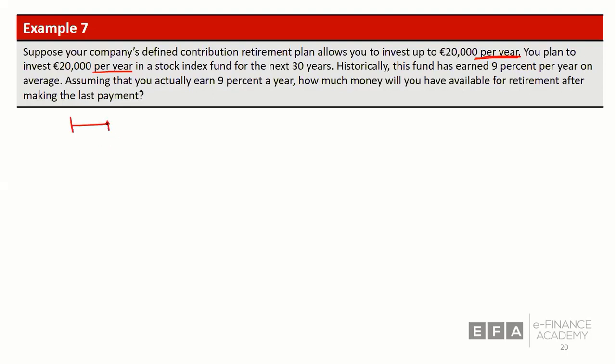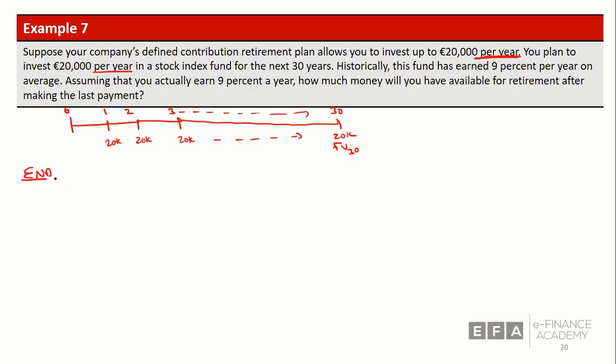So the timeline would look something like this. So it's 20K, 20K. You are actually going to invest all the way until time 30, and we want to find the future value right here. Again, we have 2 methods. We can use our calculator, so we can set our calculator to ending mode, which in this case should be straightforward. And we will say N is number of payments, which is 30.